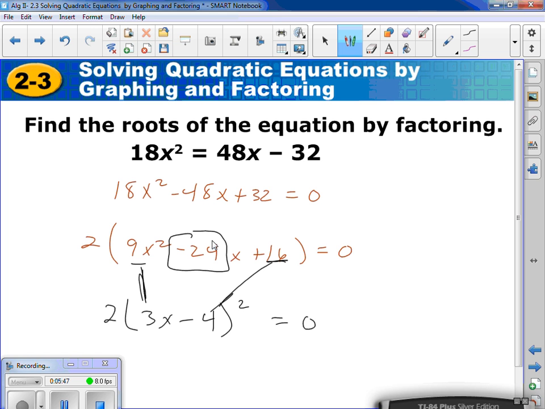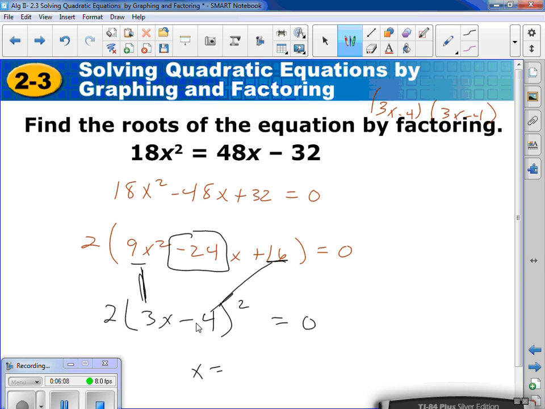These are the ones that give you the squared. This here is really the same thing as 3x minus 4 times 3x minus 4. What can you tell me about those answers? They're identical. They're going to be the same. So really, I only have one answer.